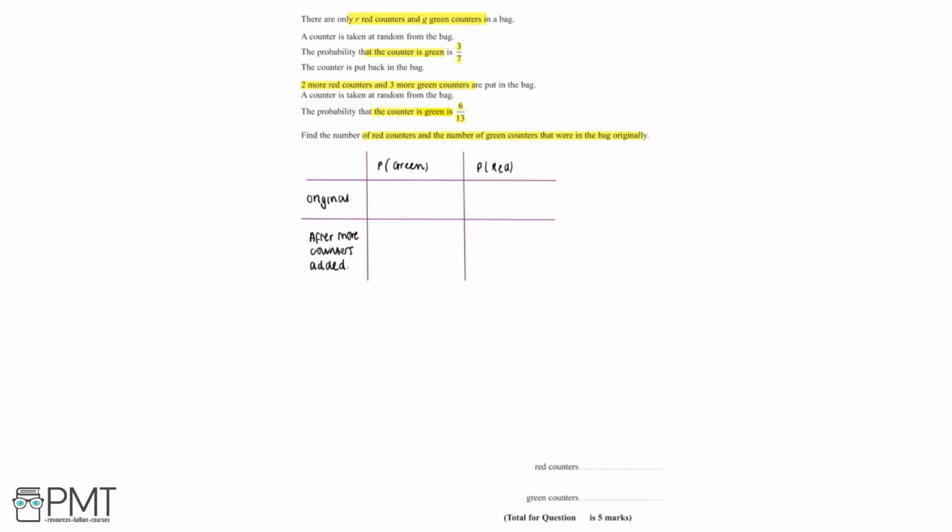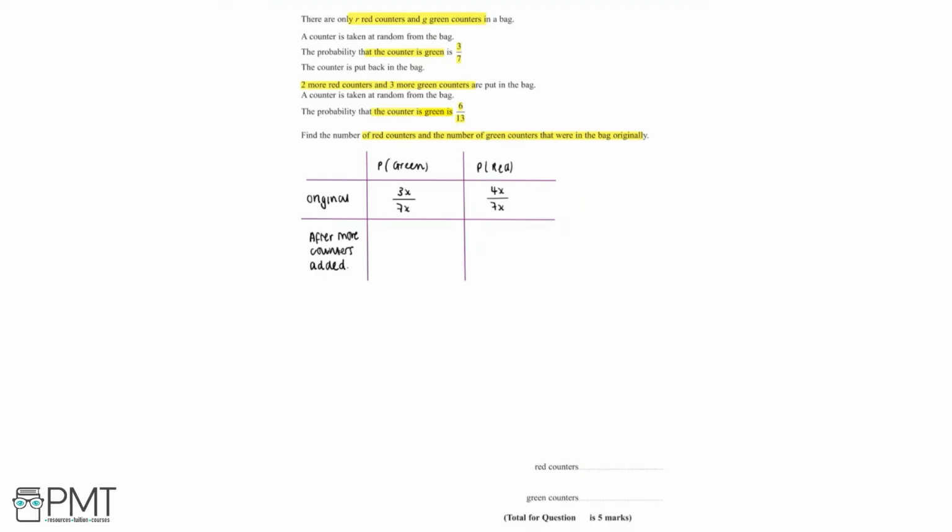Well, now we're told that originally the probability that the counter is green is 3 out of 7. And so we can say that this probability is equal to 3x over 7x, because 3 out of 7 may be a simplified fraction. And so including the 3x over 7x helps us to find how many green counters there were in the bag. Now if the probability of picking a green counter is 3x out of 7x, the probability of picking a red counter would be 7x minus 3x out of 7x, and so the probability of picking a red counter originally is 4x out of 7x.